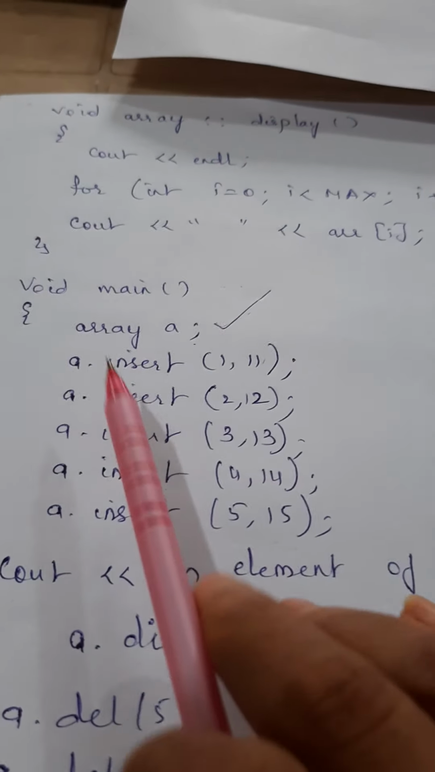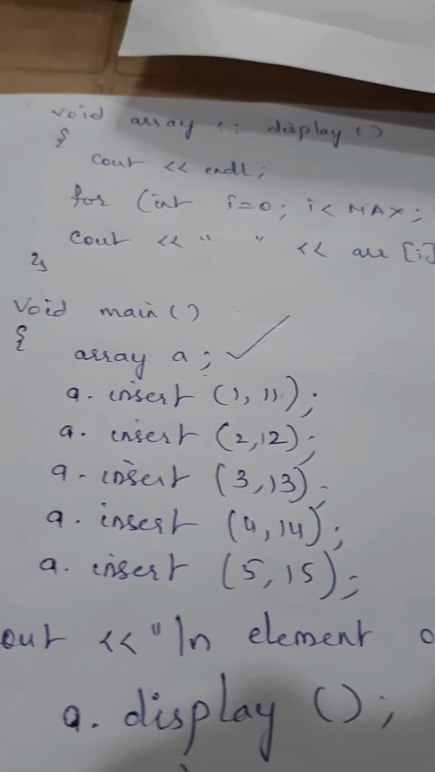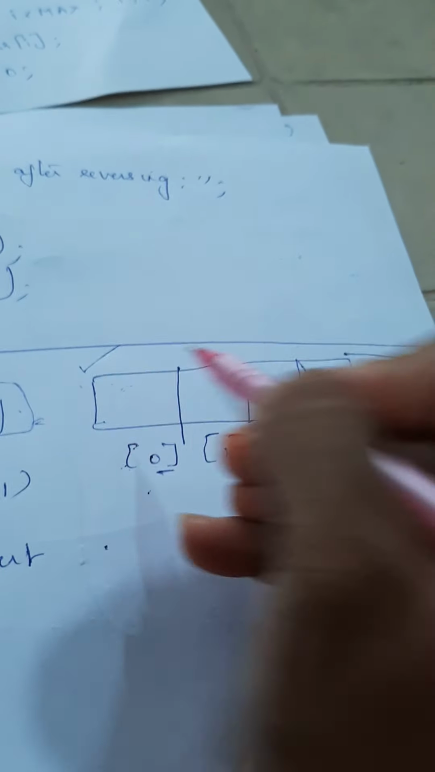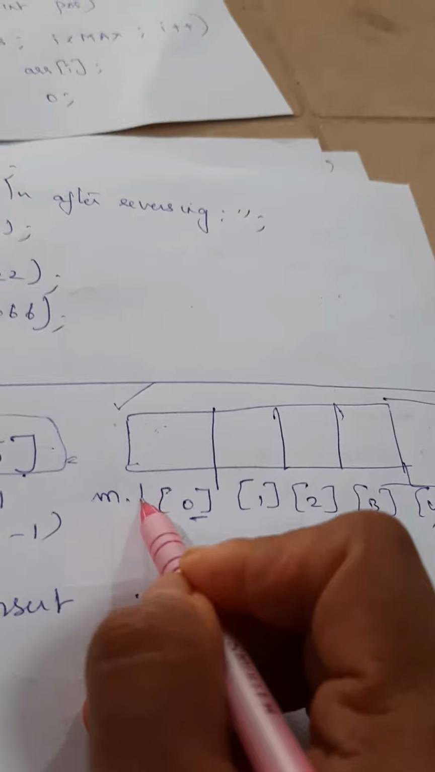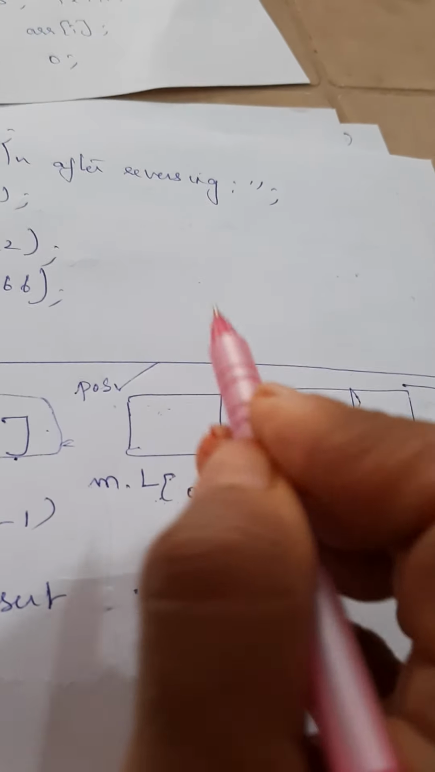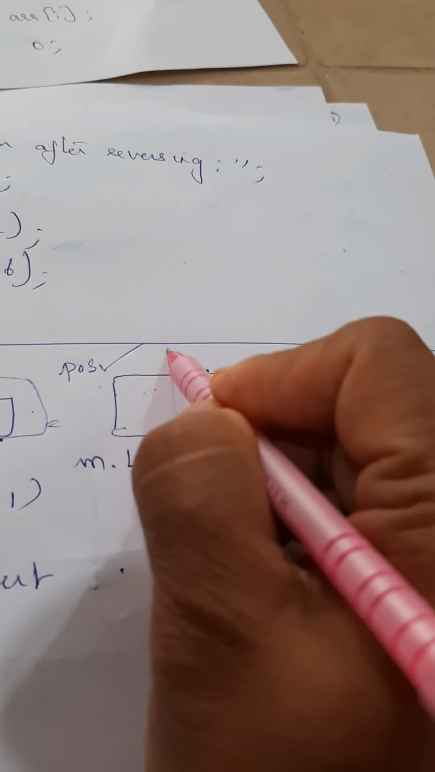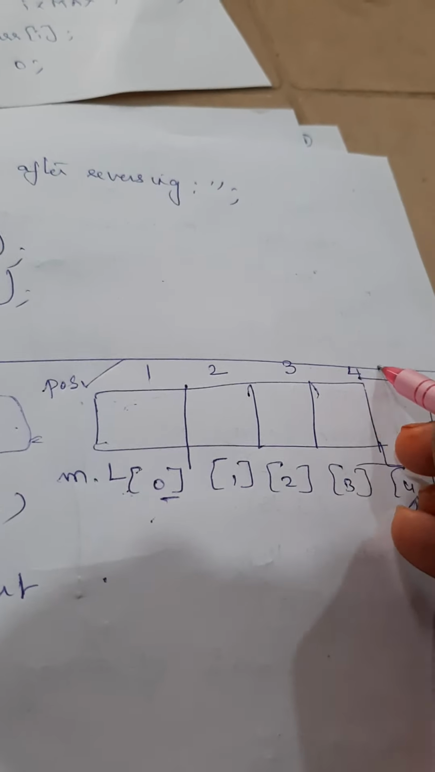So here is the main function wherein we have called 1, 11. Where do these elements get stored? Now look into this memory location. So here these are the memory locations. Don't get confused with this. These are the memory locations and these are the positions that you are giving for inserting the values. So the positions are 1, 2, 3, 4 and 5.